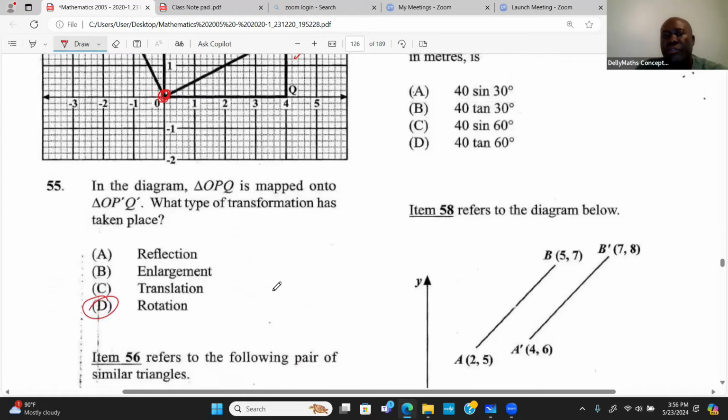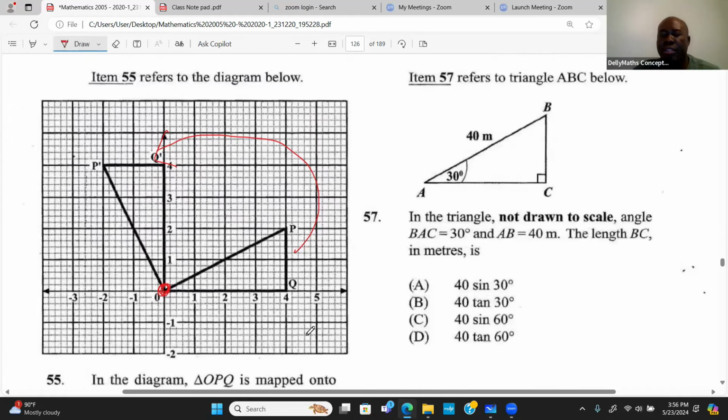We're winding down. 57 says here, the triangle is not drawn to scale, angle BAC equals 30 and AB is 40. The length of BC in meters is what? In other words, you're asking me to find this side. Oh, not that side, that's AC. Hold on, guys. You're asking me to find this side here. This side is the opposite side to this angle right here, and we've got the hypotenuse. So it means that I'm going to bring into context what we call SOHCAHTOA.